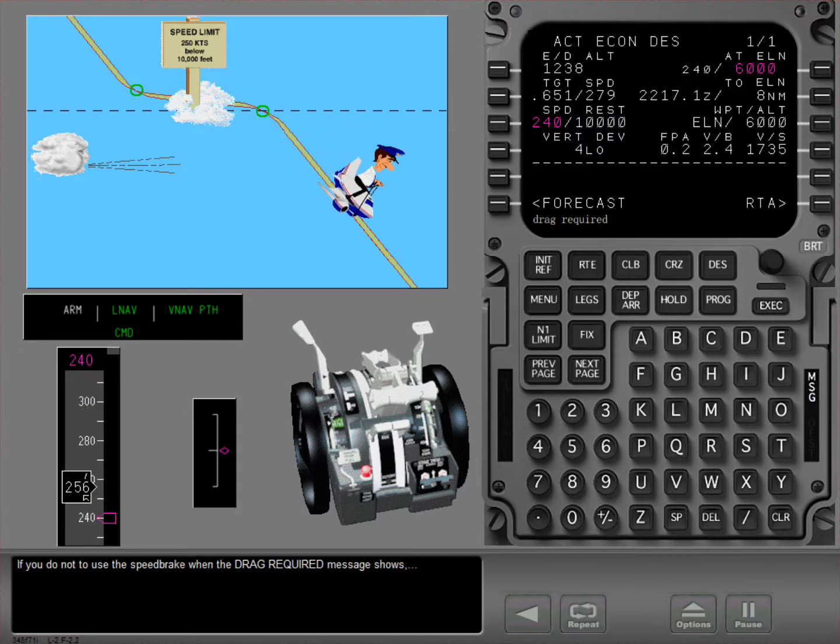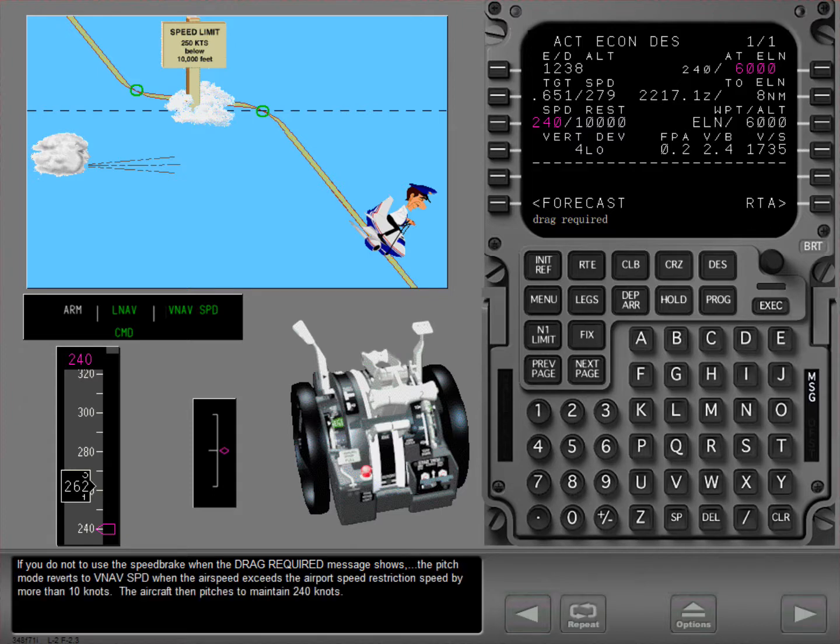If you do not use the speed brake when the drag required message shows, the pitch mode reverts to VNAV speed when the airspeed exceeds the airport speed restriction speed by more than 10 knots. The aircraft then pitches to maintain 240 knots.